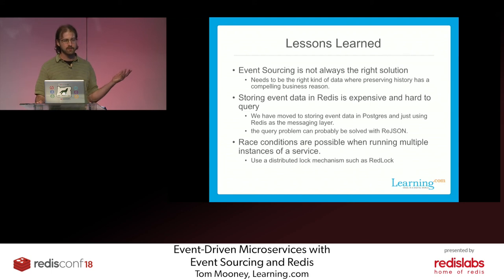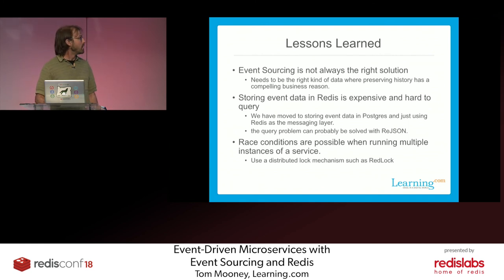So for example, at learning.com, students take lessons and then they get a score when they take those lessons, and they can take the same lesson multiple times. And preserving that history is really important to us because we want to be able to track progress, do analytics on the performance of students as they take multiple lessons. So you really have to think about whether it's the right fit or not, because there is obviously some additional complexity to it.